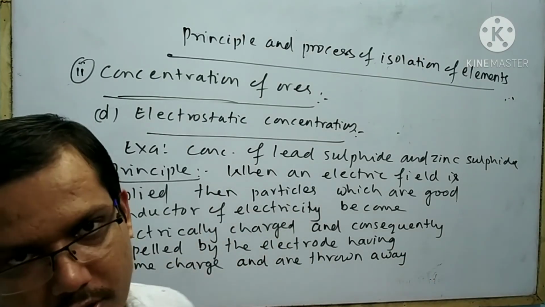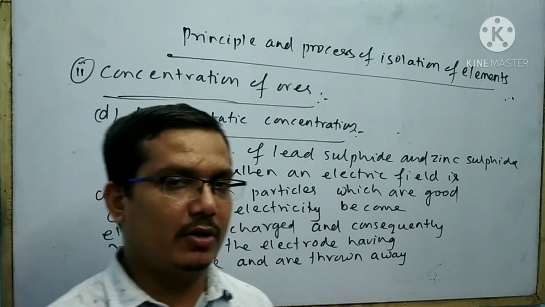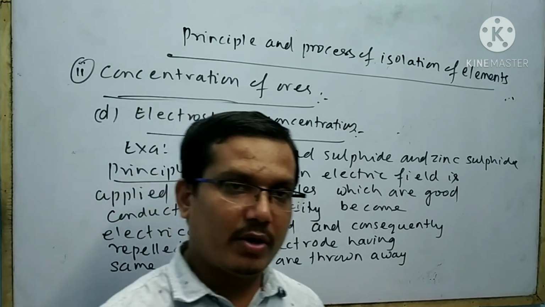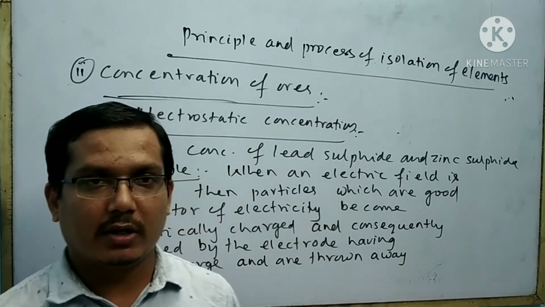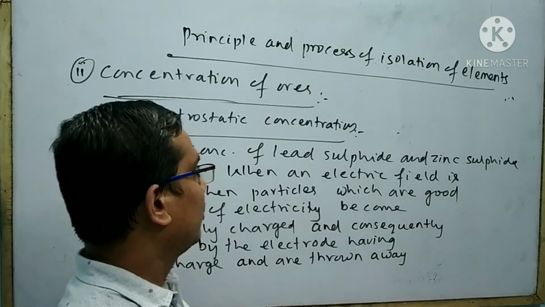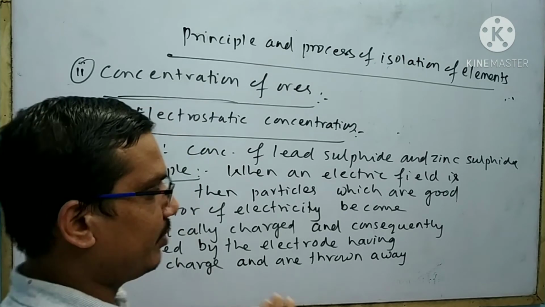We know that in electrolysis there are two electrodes present. One is the anode, another is the cathode. Cathode repels the anion. On the other hand, anode repels the cation. The electrostatic concentration is based upon this principle.